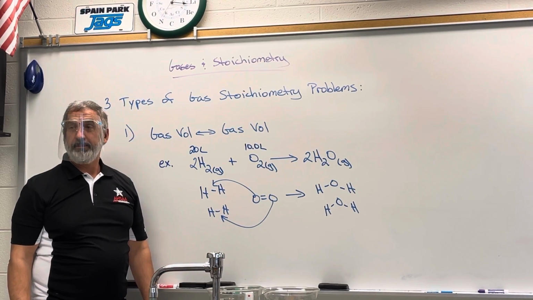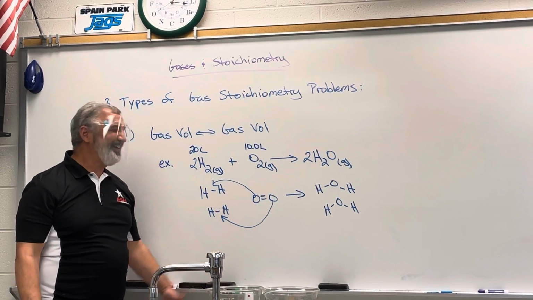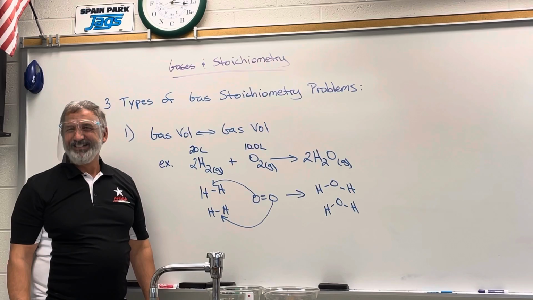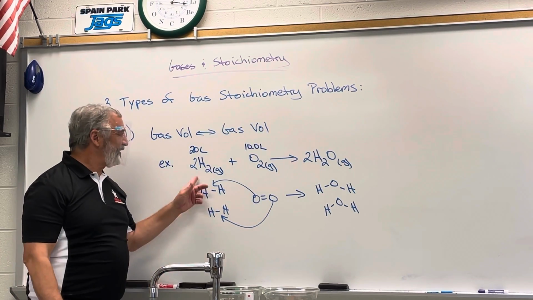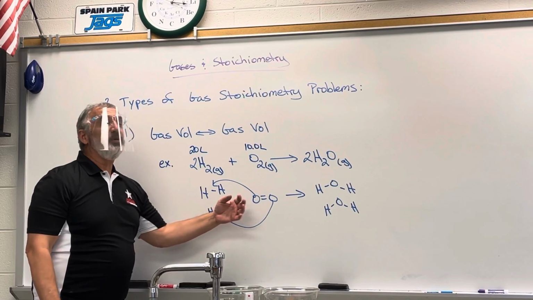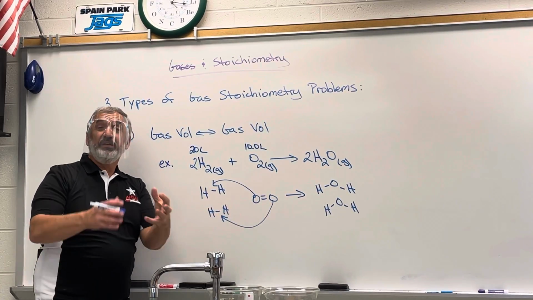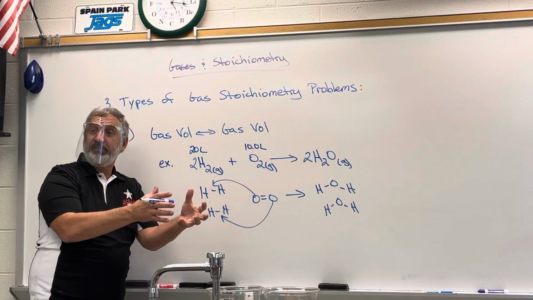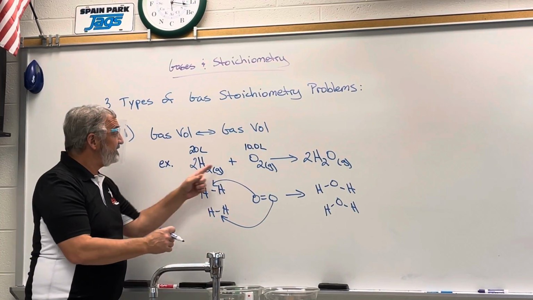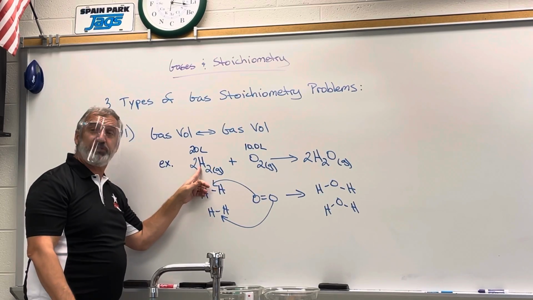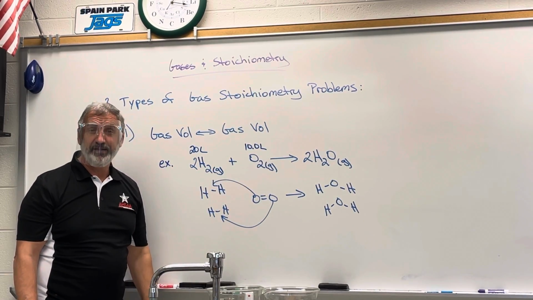The whole point is this: 2 moles combine with 1 mole to make 2 moles. Since volumes contain the same number of molecules, they're going to combine in the same ratio. So that way we can say that 10 liters is going to combine with 20 liters. So how many liters of water should be made? 20.